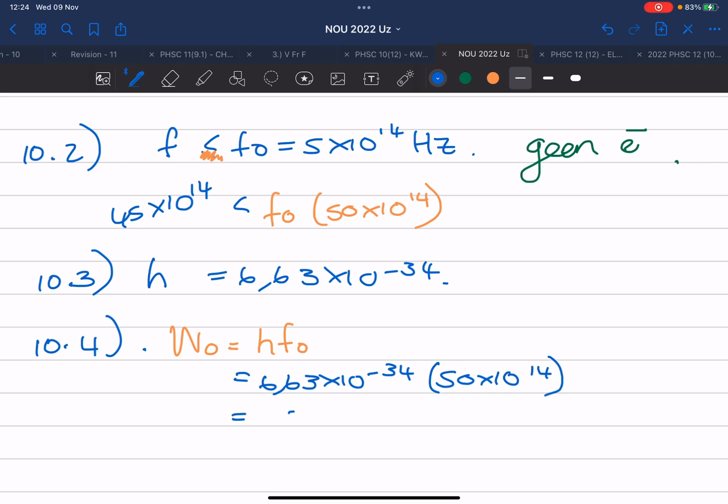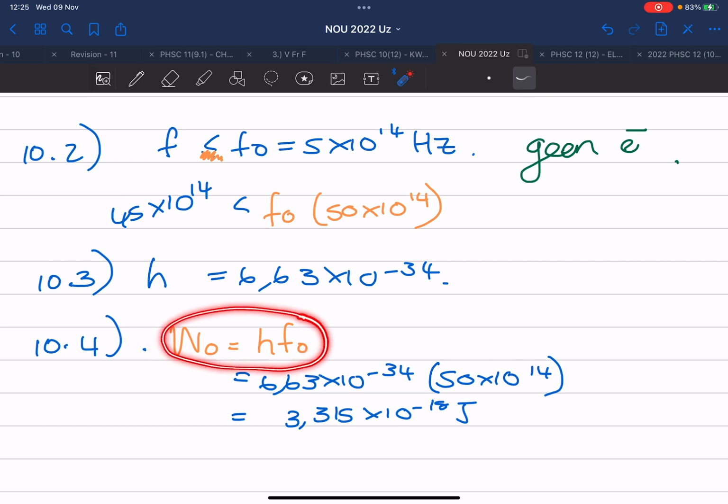En dit gee jou 3,315 maal 10 tot die mag minus 18. Ek dink party van julle het nou 'n vraag. Juffrou, hoe het jy daai gekry? This is a formula on your data sheet. Formule op jou datavel.